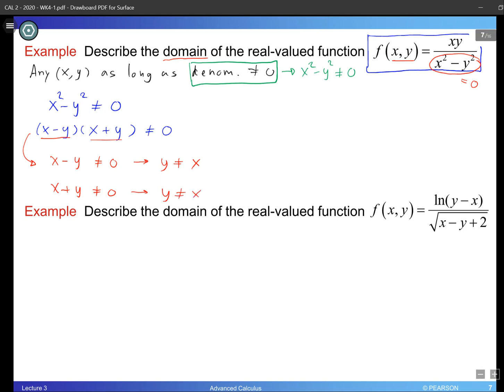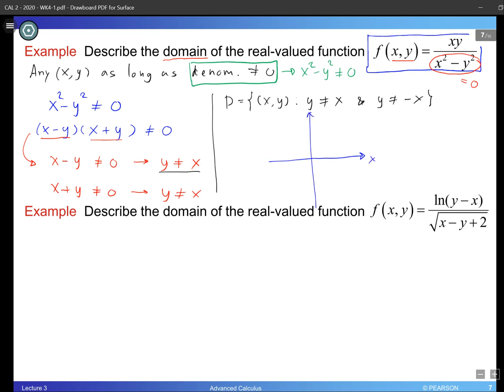I am going to combine these two conditions into a set. In the end we have the domain set equal to the set of all x and y such that y is not equal to x and y is not equal to minus x. And we are going to try to plot this in two-dimensional space. So let's build the axes: this is the x-axis and this is the y-axis.